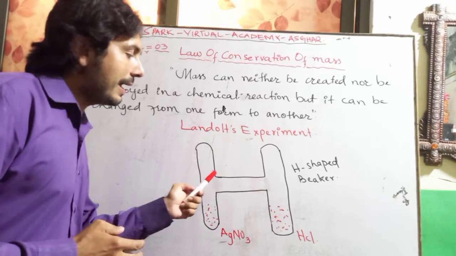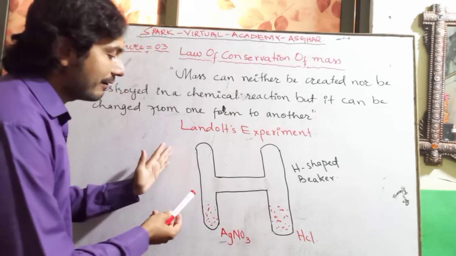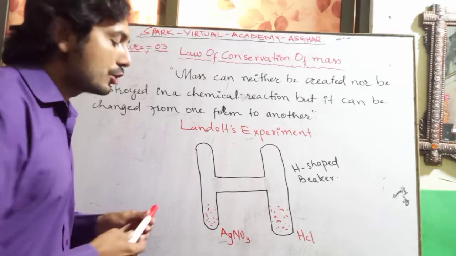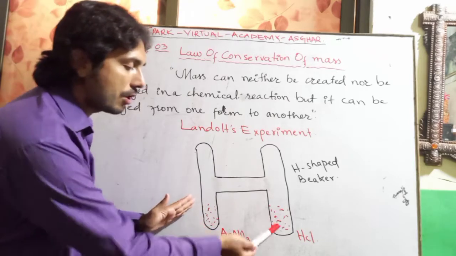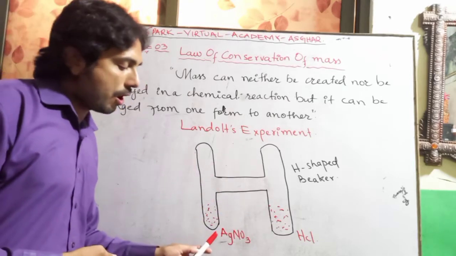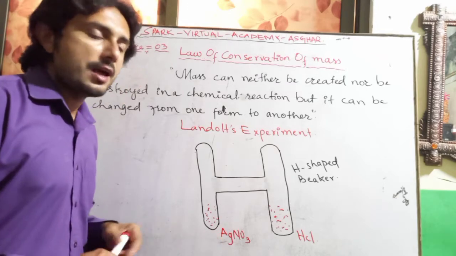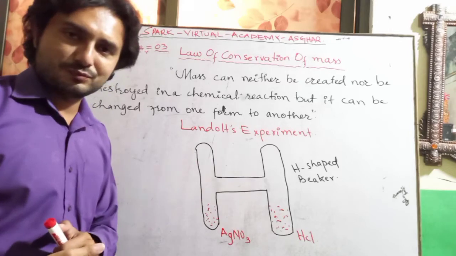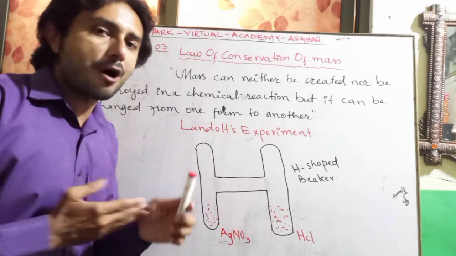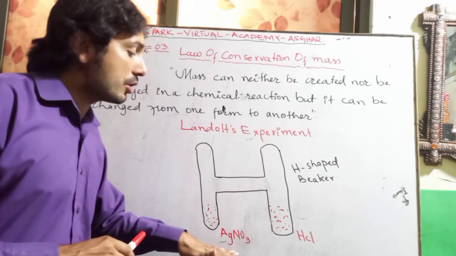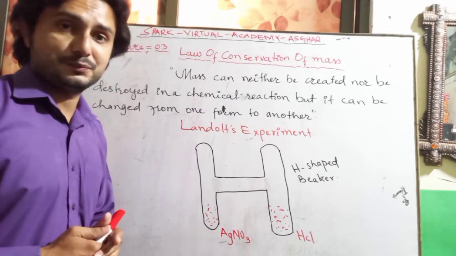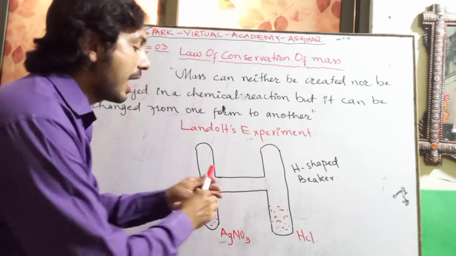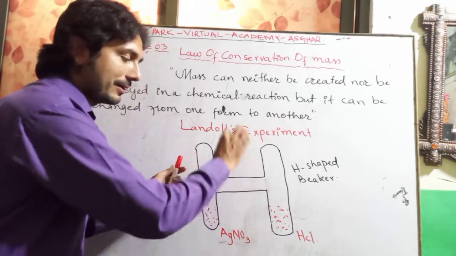He took an H-shaped beaker, as you can see here in this picture. He took such type of beaker in which he placed two different chemicals from two different corners. From the first corner, he placed the silver nitrate, and on the other hand, he placed the hydrochloric acid. Before performing the experiment, he measured the mass of this beaker. After measuring the mass, he started to shake this H-shaped beaker.